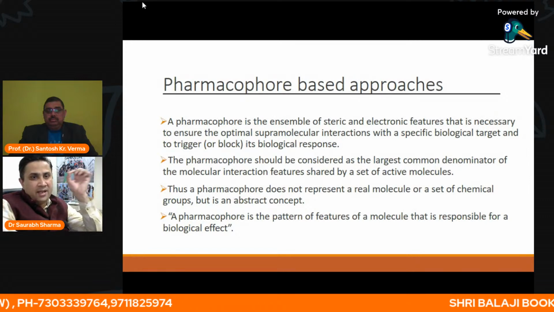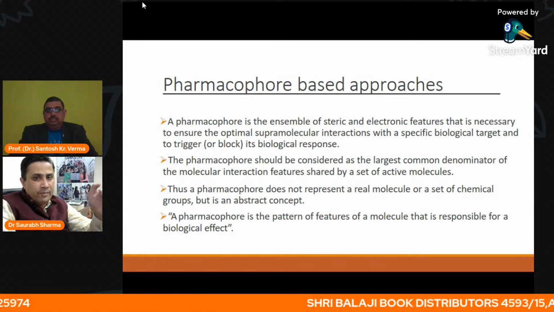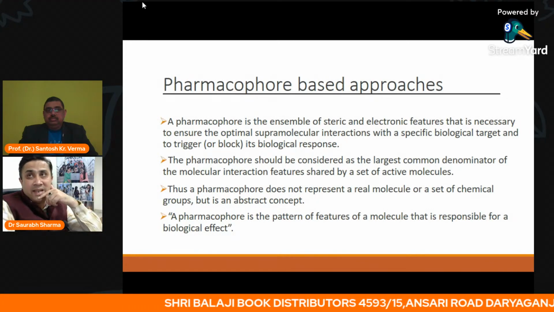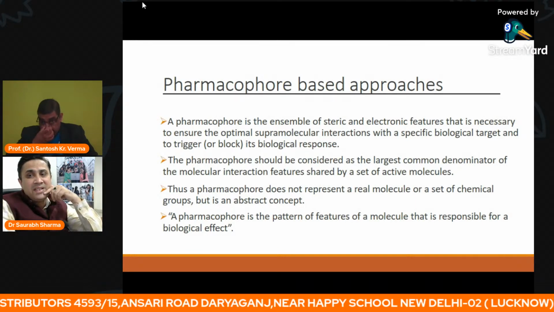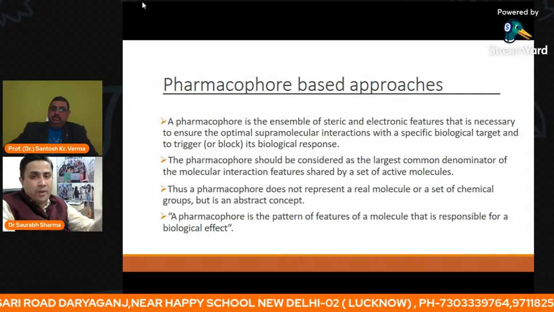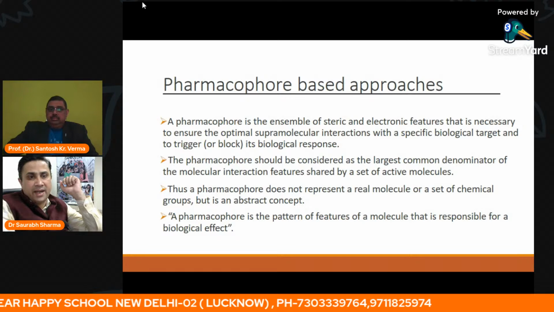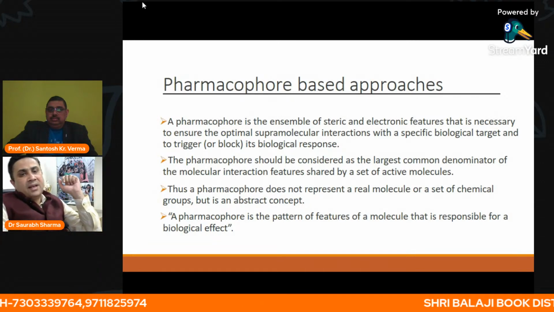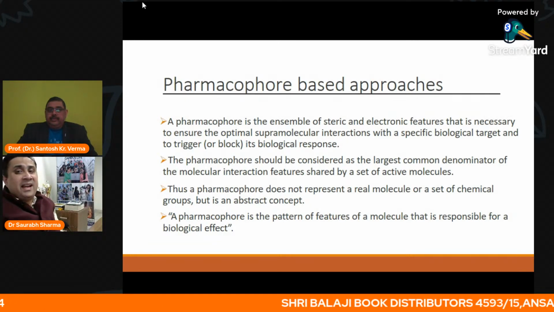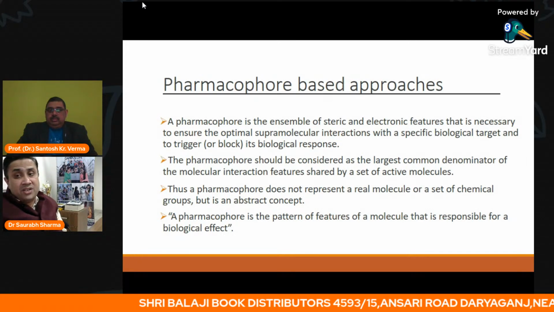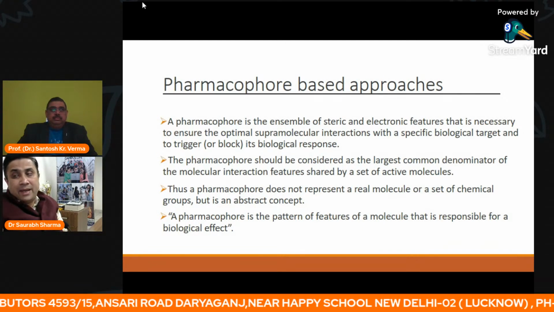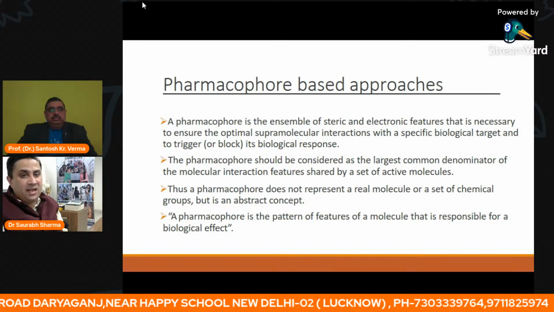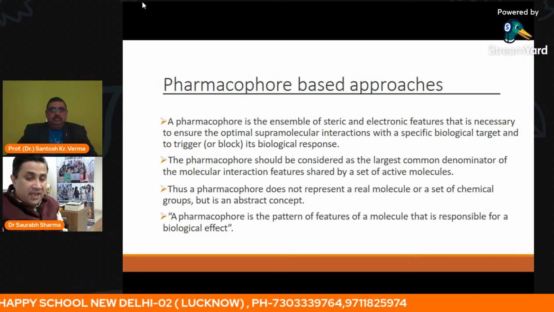Then the pharmacophore based approach, which is an extension of these approaches. A pharmacophore is an ensemble of steric and electronic features that is necessary to ensure the optimal supramolecular interactions with a specific biological target and to trigger its biological response. In simple words, I will repeat it: a pharmacophore is the ensemble of steric and electronic features necessary to ensure optimal supramolecular interactions with a specific biological target and to trigger its biological response.